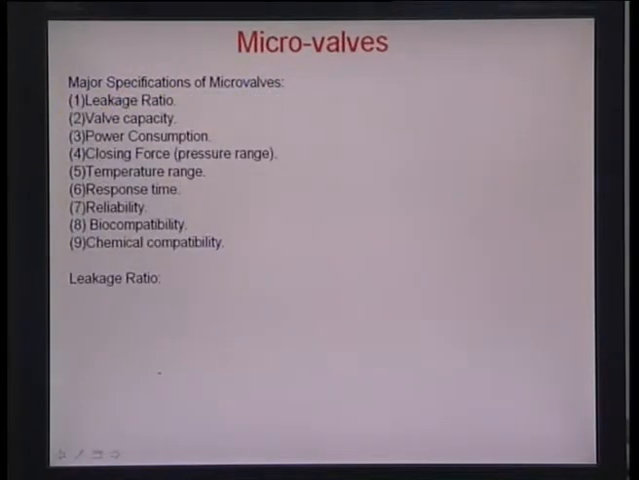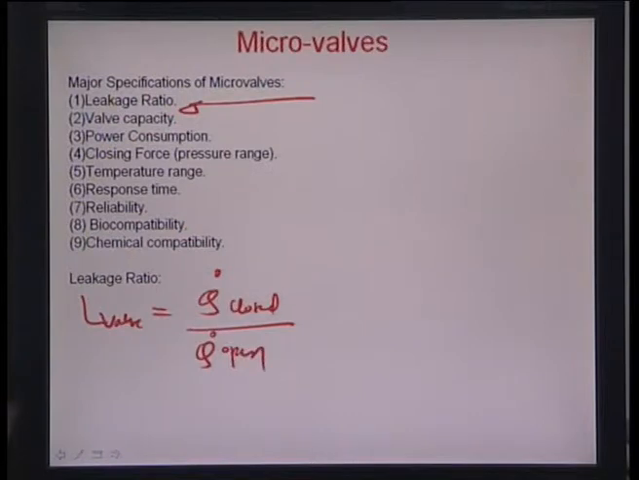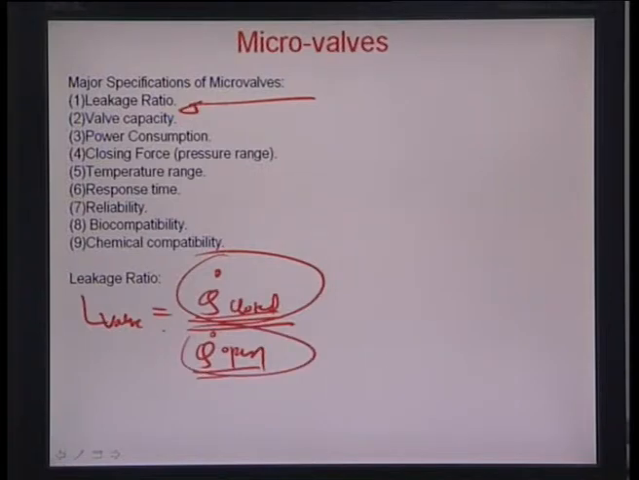If we look at some aspects of microvalves and the way that you have to specify or characterize these systems, you have different parameters which you use for finding out the performance criteria of such valves. One is the leakage ratio. The leakage ratio can be represented as the flow rate of the closed system divided by the flow rate of the open system. So, this is the fully open mode, what is the flow rate, and this is the fully closed mode, what is the flow rate. There is a ratio between the flow rate in the closed mode with respect to the flow rate in the open mode. Basically this represents what kind of leakages the valve would have.